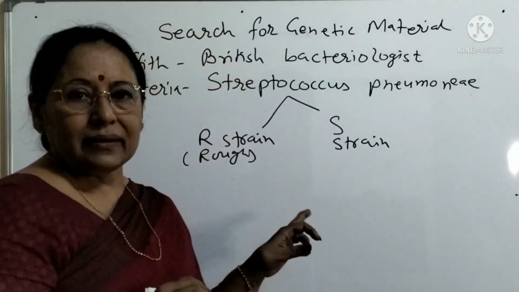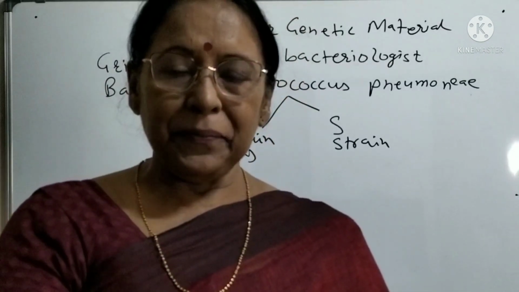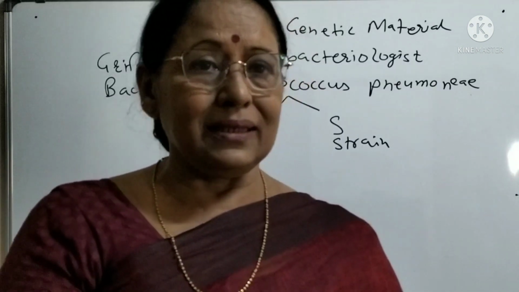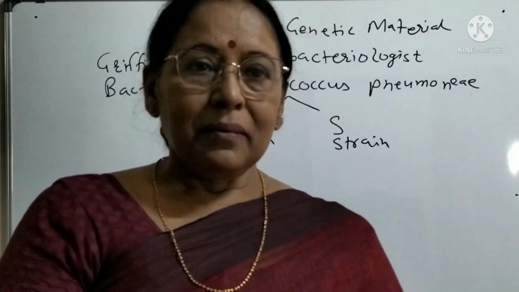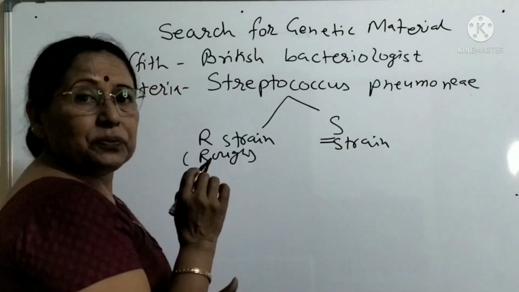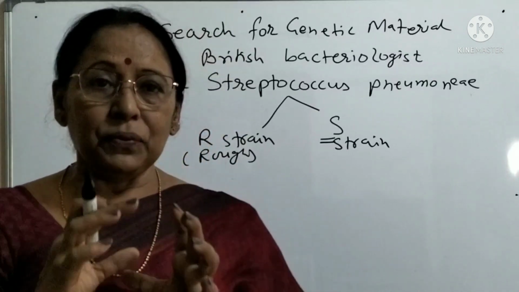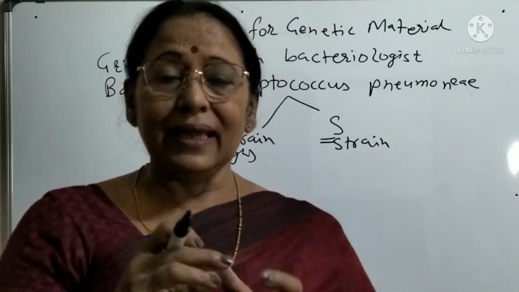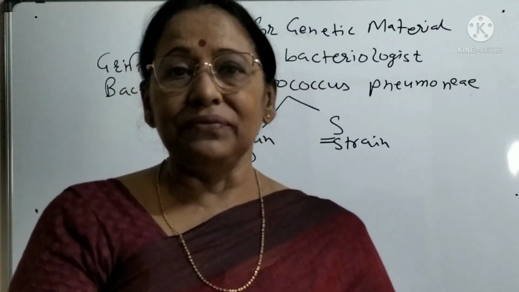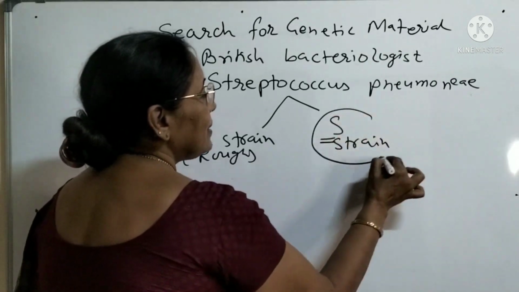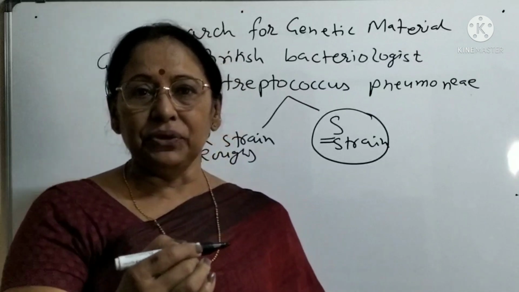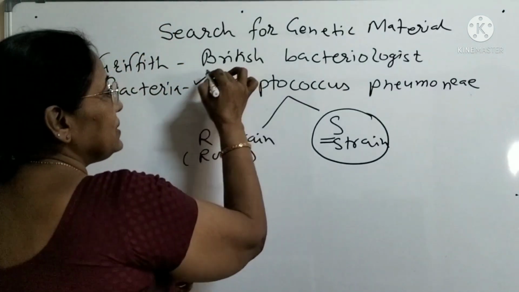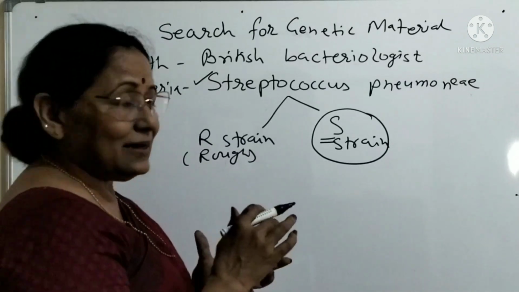The R strain does not have a protective covering over its body, and so whenever it enters a host, it cannot cause the disease pneumonia and it itself dies. But the other strain, the smooth strain, looks smooth in colonies because it has a protective covering of mucus polysaccharide over its body. That covering cannot be destroyed by the immune system of the host. So this strain survives in the body of the host and causes pneumonia, due to which the host dies. This is the basic information: Streptococcus pneumoniae is responsible for causing the deadly disease pneumonia.